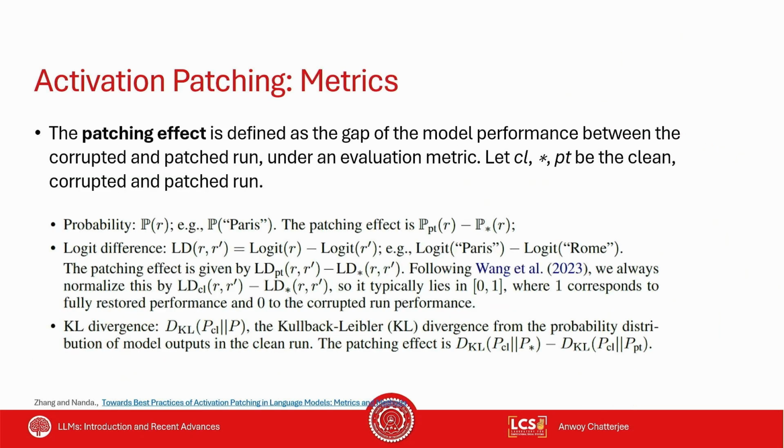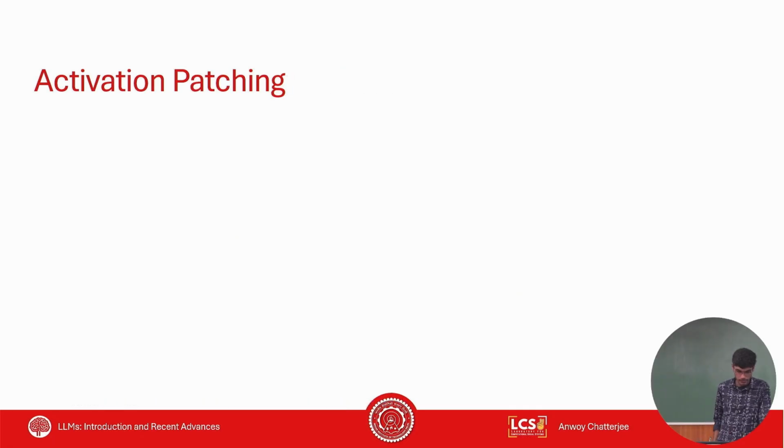So how will we measure this? Basically what we want to measure is the logit difference between R and R dash in each case. In this case, the logit of Paris and the logit of Rome. Let us take an example.